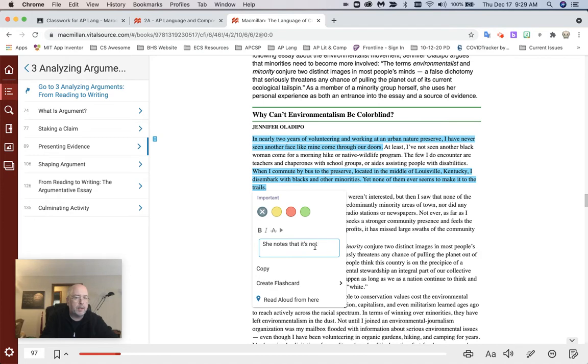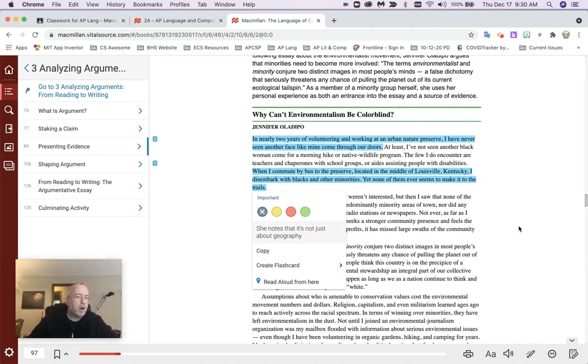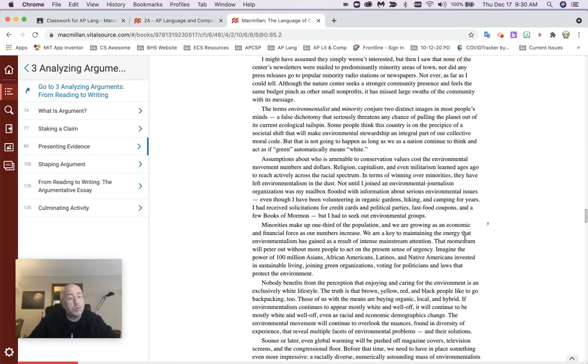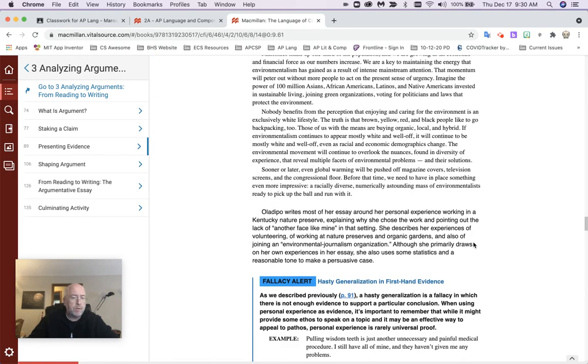it's not just about geography, because she's saying other people. Geography. You'll notice that she's making that argument because there are people of color coming to the preserve. They're just not getting involved. We can read on and find out what her point is, but those are two different pieces of information.